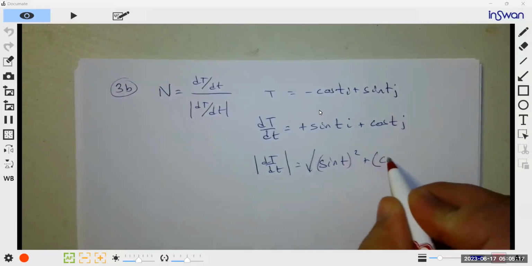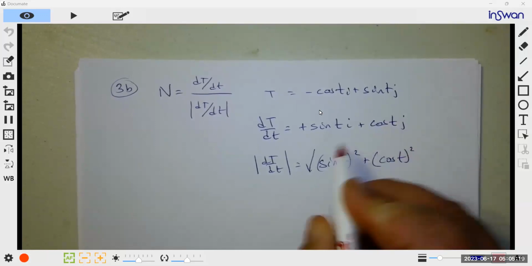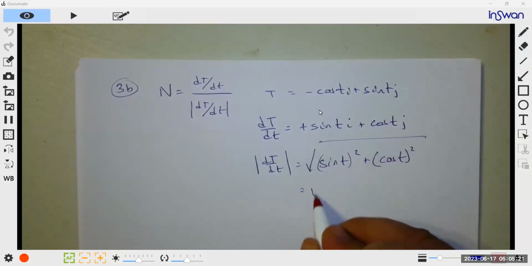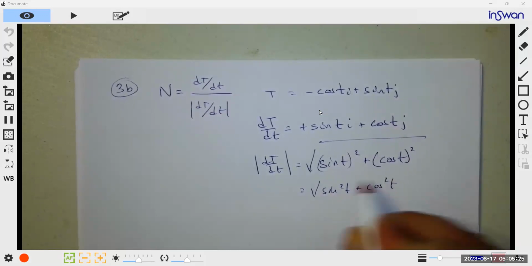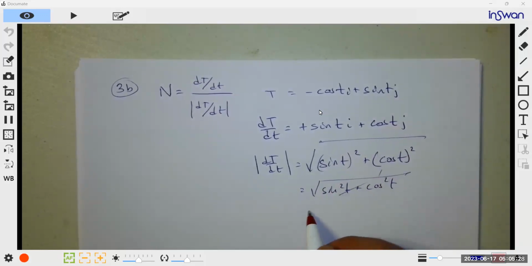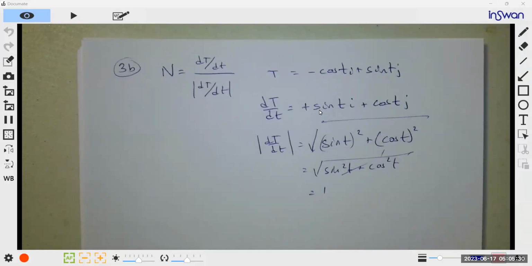And so we see that that's going to be the identity sine squared t plus cosine squared t. That equals 1, so the derivative is 1. So N is simply the numerator, which is sine t i plus cosine t j.